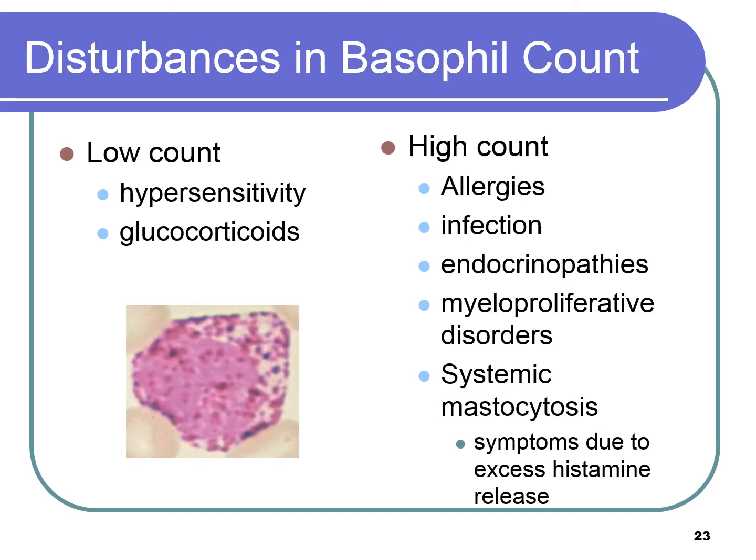Disturbance in the basophil count, they are either with low count in hypersensitivity or steroid therapy, or high count in allergy, infection, endocrinopathies, myeloproliferative disorders, or in systemic mastocytosis, maybe due to excess histamine release.